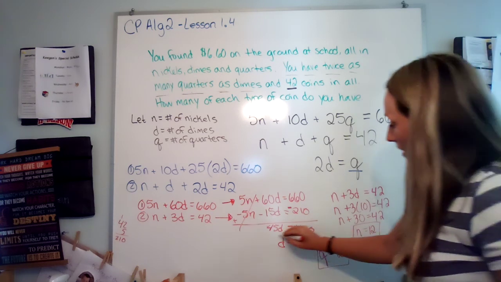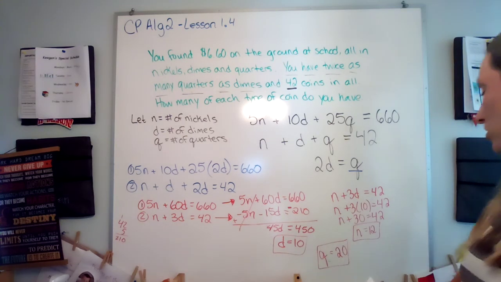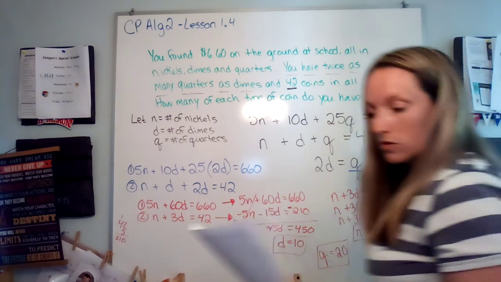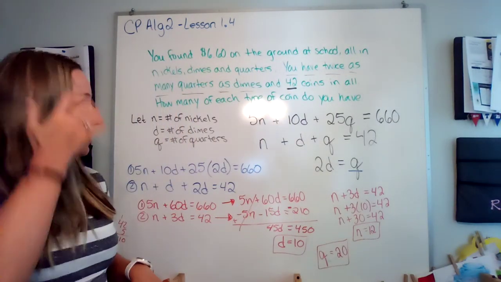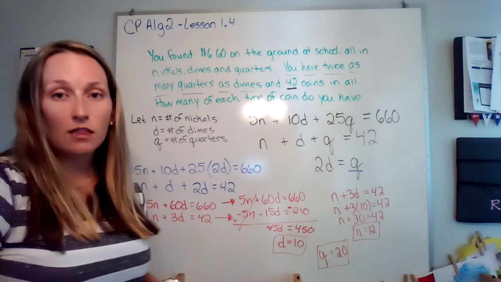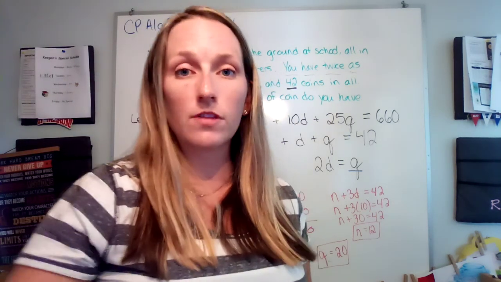All right, so I ran out of room, but you'd write your answer as 10 dimes, 20 quarters, and 12 nickels. Okay? All right, guys. I know that was a little bit of a long lesson. These problems do take a little bit of time and a lot of space, so go ahead and finish up your notes, and I'll see you back here for the next lesson.